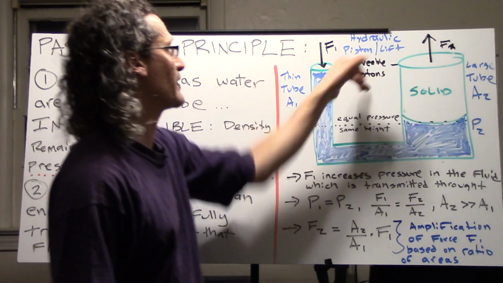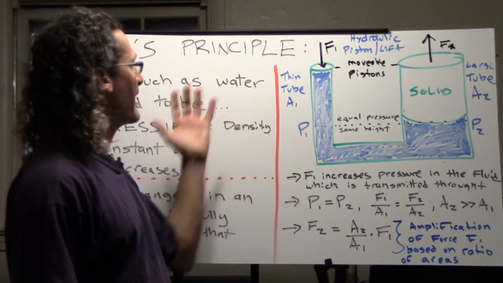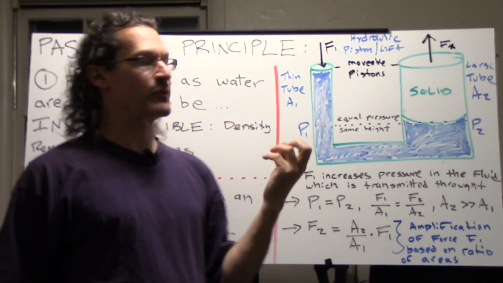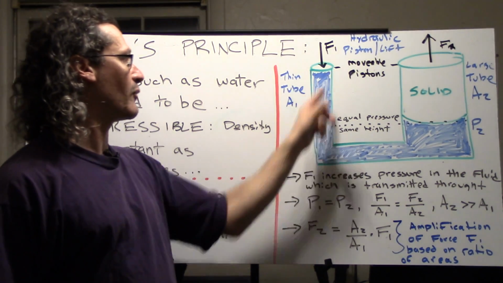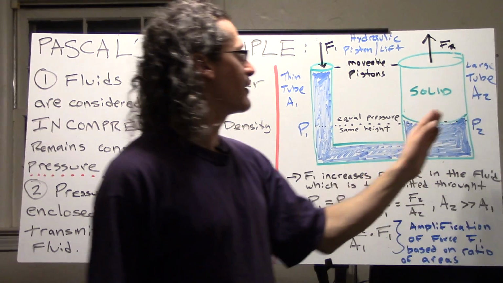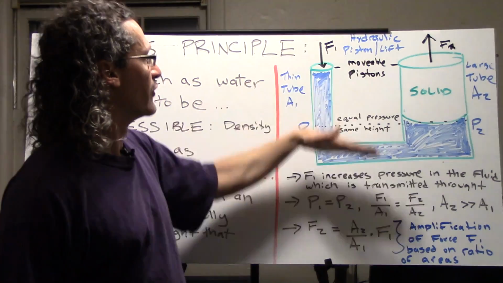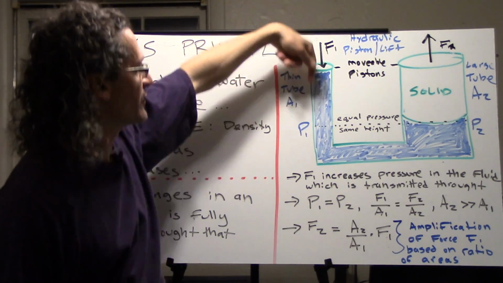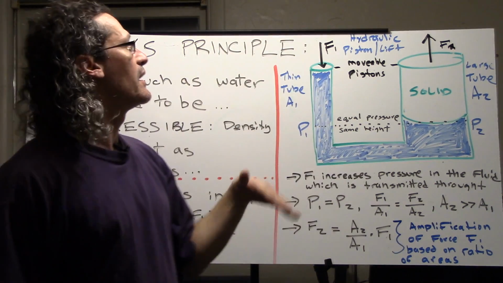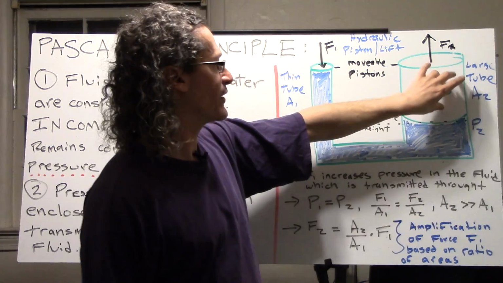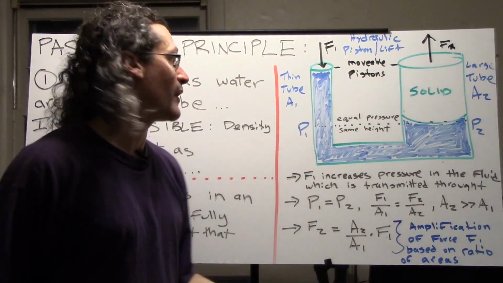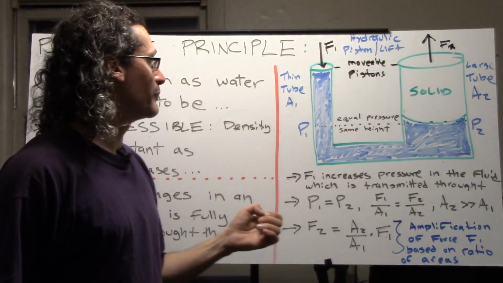So what we have here is a hydraulic piston and lift. And Pascal's principle is this interesting relationship between what happens when you have this thin tube over here with area 1 and a large tube with area 2. What we have here are movable pistons. So if we apply a force down here, it's going to press this fluid down and push it. And up here, we've got a solid piston that is allowed to move upward. Okay, so these are both movable pistons.